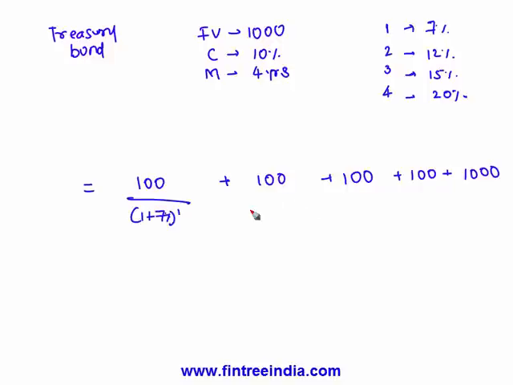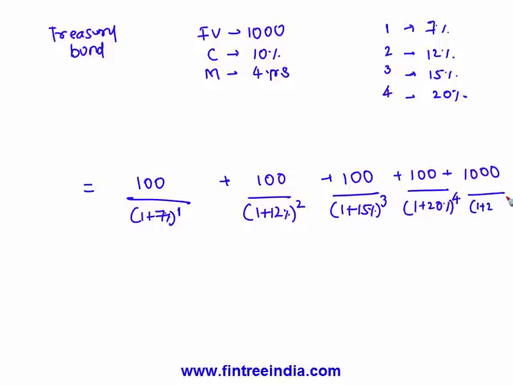The first cash flow we will discount using the first year spot rate, so 1 plus 7% raised to 1. 1 plus 12% raised to 2. 1 plus 15% raised to 3. 1 plus 20% raised to 4. And the last one, 1 plus 20% raised to 4 again. And I want the breakup individually in terms of value of each of the cash flow.